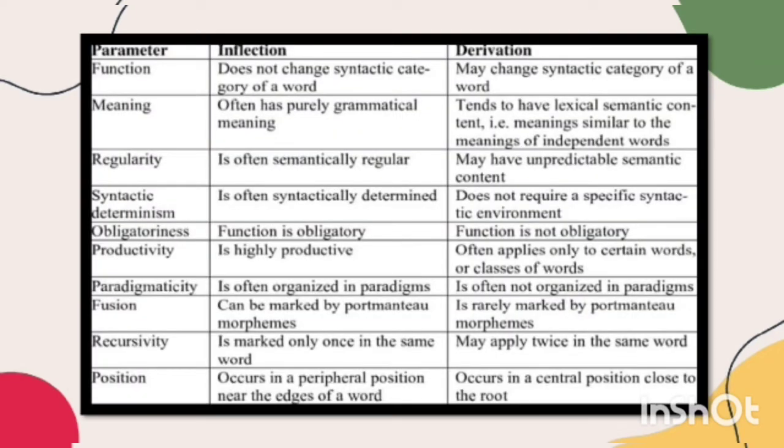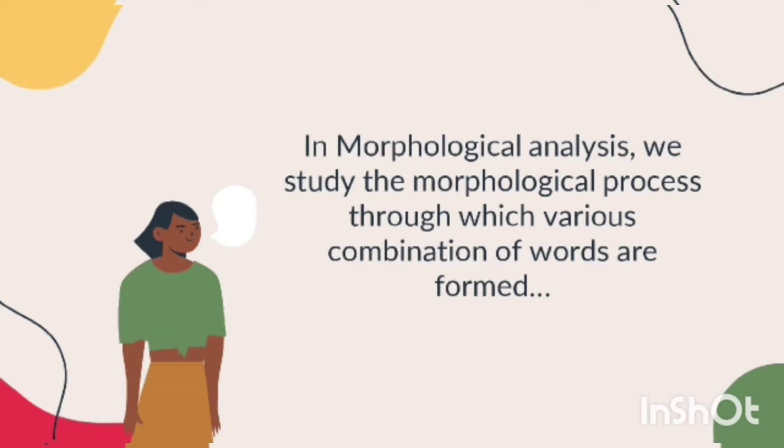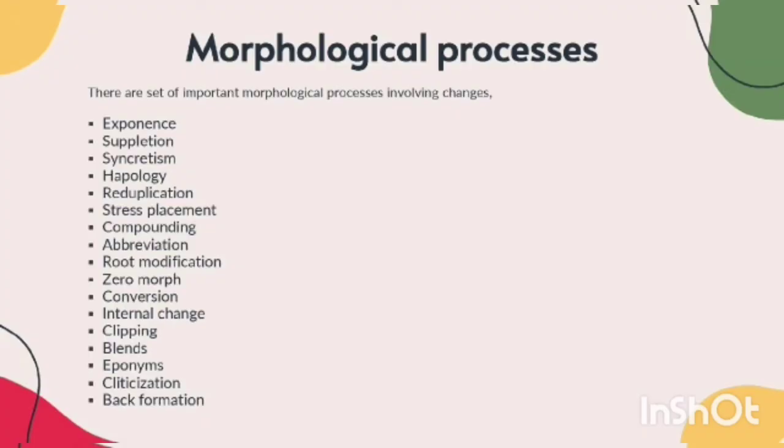On different parameters such as function, meaning, regularity, syntactic determinism, obligatoriness, productivity, paradigmaticity, fusion and recursivity, and position, inflection and derivation are distinguished in the tabular columns, which we can see in the slide. Further on, we'll move on to see how morphological analysis is actually studied. In morphological analysis, we study the morphological processes through which various combinations of words are formed. Some of the morphological processes are exponence, suppletion, syncretism, haplology, reduplication, replacement, compounding, abbreviation, root modification, xenomorph, conversion, internal change, clipping, blend, eponyms, politicization, and back formation.